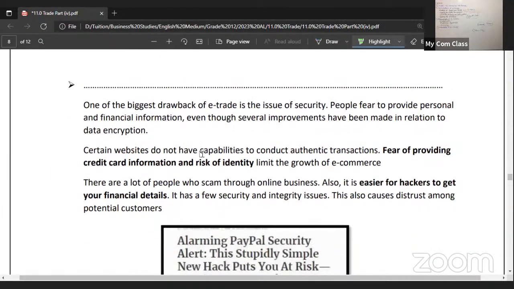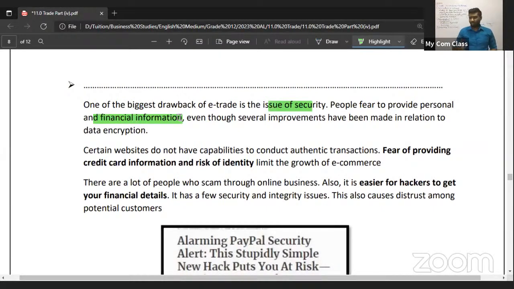So one of the biggest drawbacks of e-trade is the issue of security. People fear to provide their personal and financial information. It's not just financial information, it can be your home address, your telephone numbers, right? That's also a risk, right? Privacy.